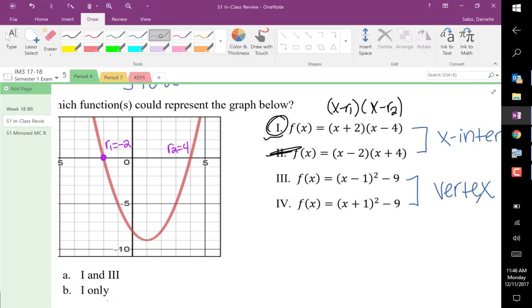Let's look at my vertex. What is the vertex of this graph? Careful, I move over to the right one, so that's 1 comma something. -9.